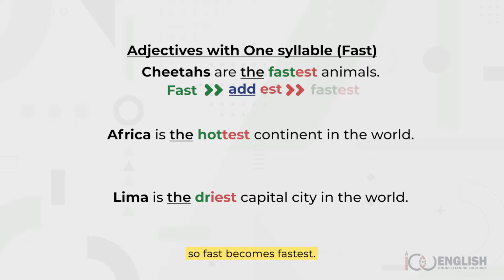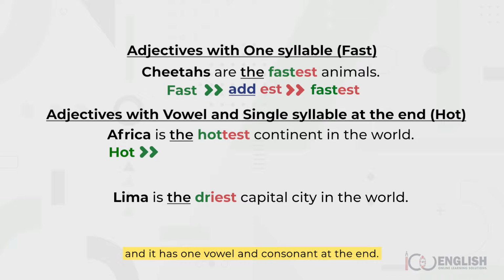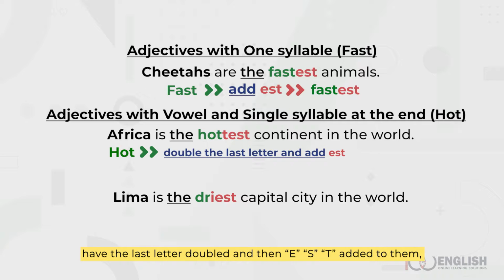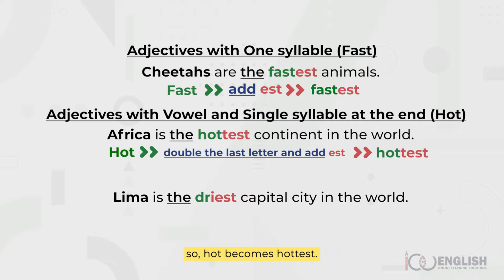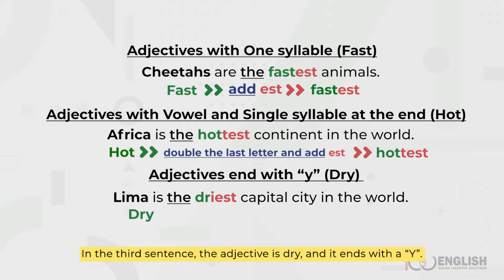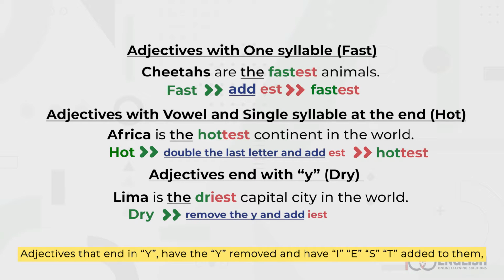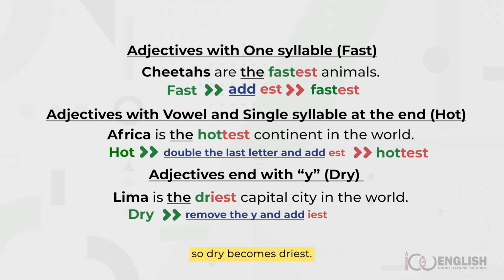So fast becomes fastest. In the second example, the adjective is hot and it has one vowel and consonant at the end. Adjectives with one vowel and consonant at the end have the last letter doubled, then EST added to them. So hot becomes hottest. In the third sentence, the adjective is dry. It ends with Y. Adjectives that end in Y have the Y removed, then IEST added to them. So dry becomes driest.